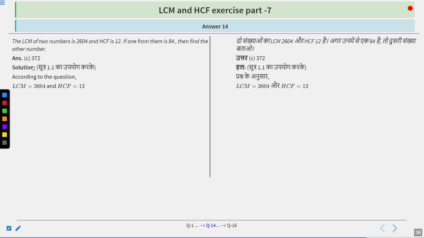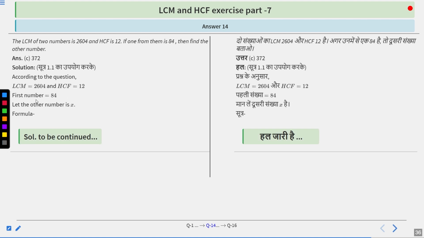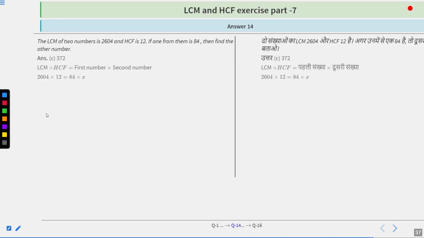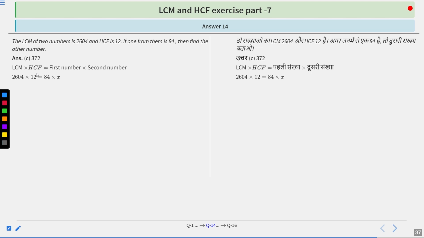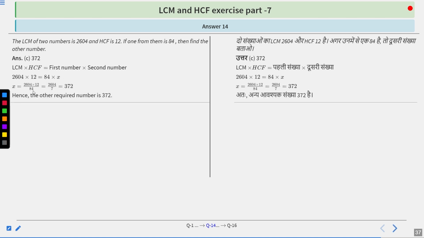So by using formula 1.1, LCM was 2604 and HCF was 12 and the first number was 84. So let the other number be x. Then according to the formula, LCM into HCF is equal to first number into second number. So 2604 into 12 is equal to 84 into x. So x is 2604 into 12 upon 84. That is 372, which is the correct answer. Therefore, the required number is 372, option number C.